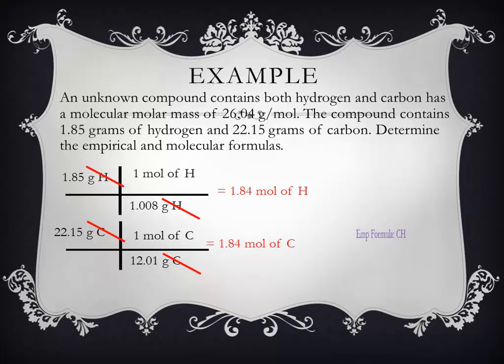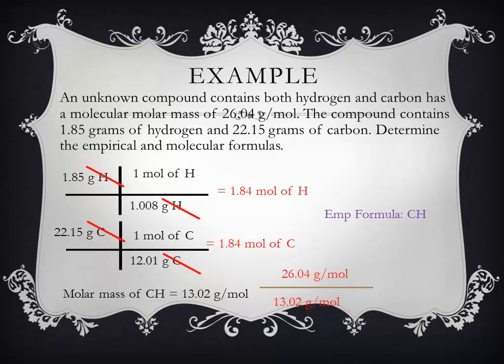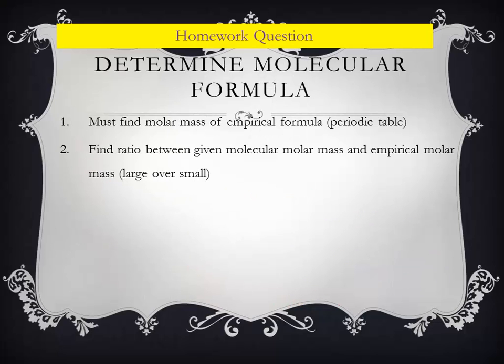Alright, 22.15 grams of carbon divided by 12 grams of carbon. You get 1.84 moles of carbon. So you get the empirical formula is CH, which is great. Now you got to find the molecular formula. So the molar mass of CH will be 13.02 grams per mole. So you do the ratio of large over small, 26 divided by 13, which is 2. So now you multiply your empirical by 2, so it should be C2H2.